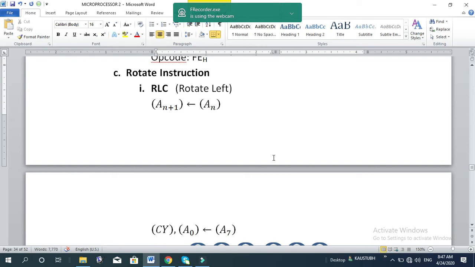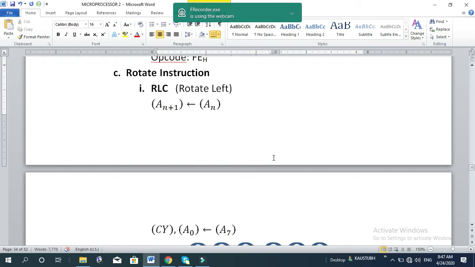So accordingly there are primarily two instructions, rotating right and rotating left. Further, rotating right is without carry and with carry, and rotating left also without carry and with carry. So there are a total of 4 instructions. Number 1 is RLC, which is rotate left without carry.